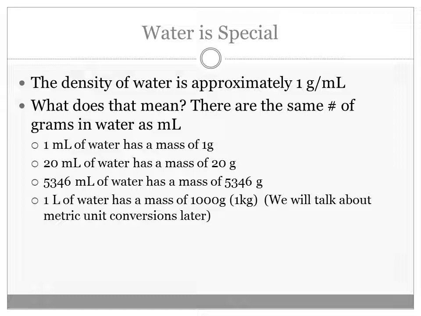What that means is that there's the same number of grams in water as milliliters. So if I have 1 milliliter of water, I have 1 gram of water. If I have 20 milliliters of water, I have 20 grams of water. If I have 5,346 milliliters of water, it's 5,346 grams. This last one here involves a metric conversion, which we talked about a little bit in class today. I have 1 liter of water, which actually is 1,000 milliliters of water, remember? So I have 1,000 grams of water, which is actually 1 kilogram of water.